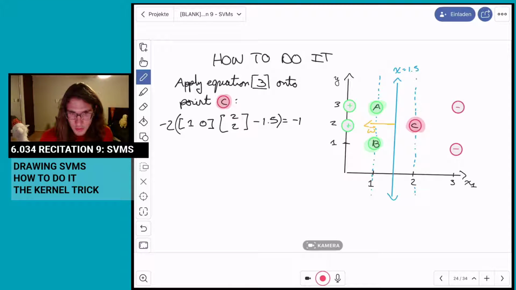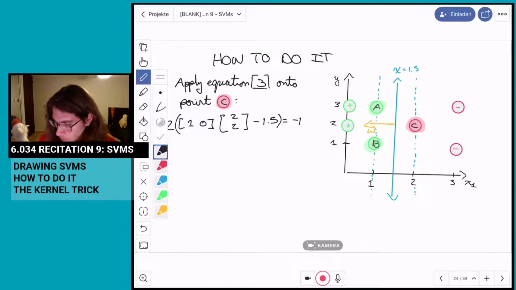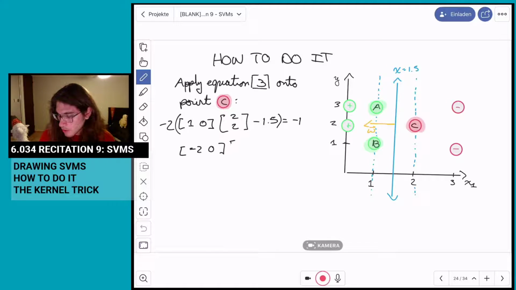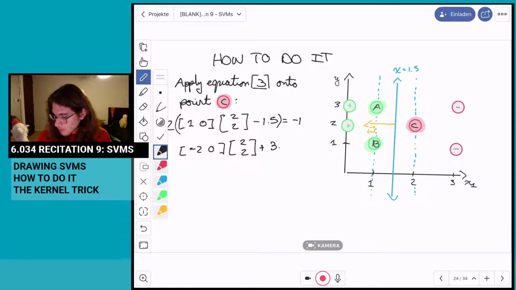Let's see. Where was I? Oh, yeah. So I've written the equation there. This is the C that I found in the previous step, and the equation with the W prime and the B prime. And I'm just going to multiply through the entire equation. So this is going to be negative 2, 0, and I'm not going to alter the points because these are coordinates. If I alter them, then I would be working with a different point. I can only alter the W vector here. Plus 3, 0. That is equal to negative 1.